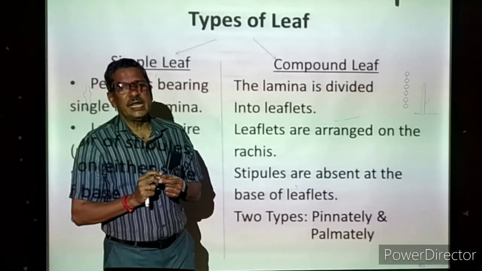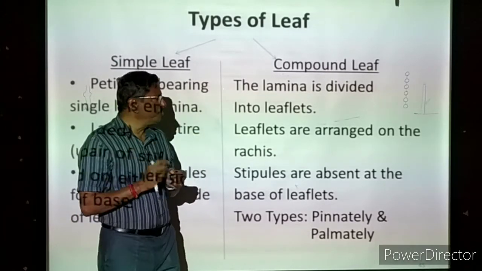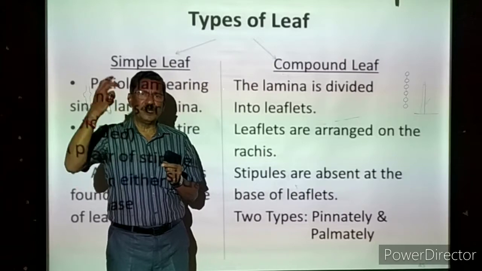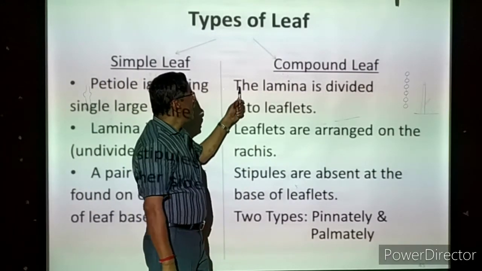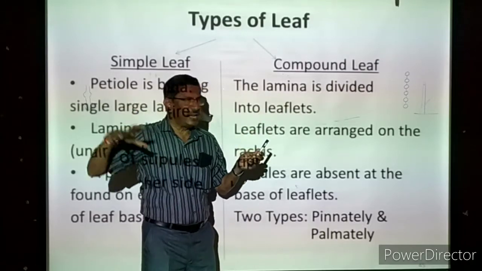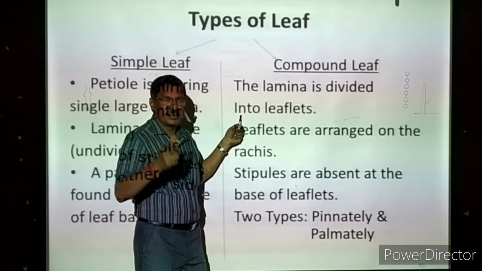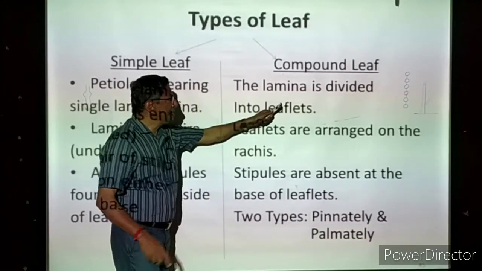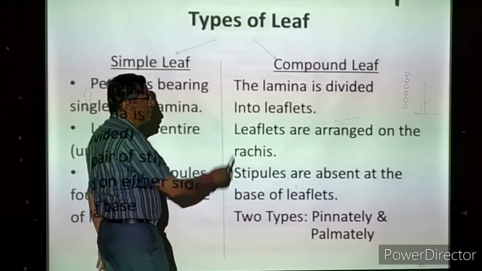Each small green leaf-like structure is called a leaflet. The number of leaflets may be 3, 4, 5, 10, 15, 20, 30, like that. It may be any number. So the single green flattened lamina is divided into a number of small divisions called leaflets. The presence of leaflets is a character of a compound leaf.